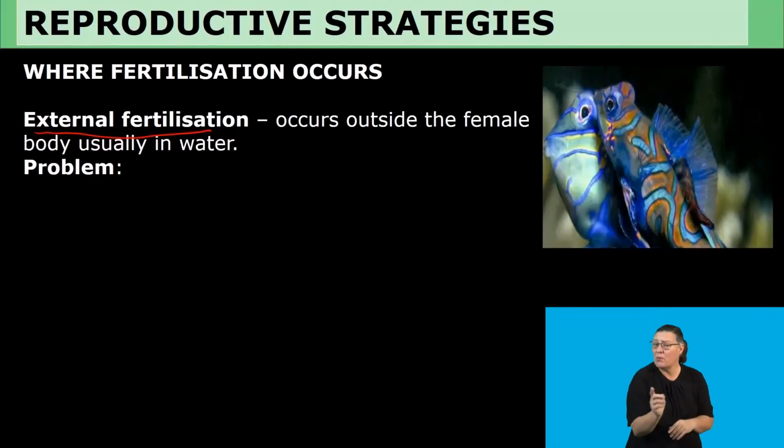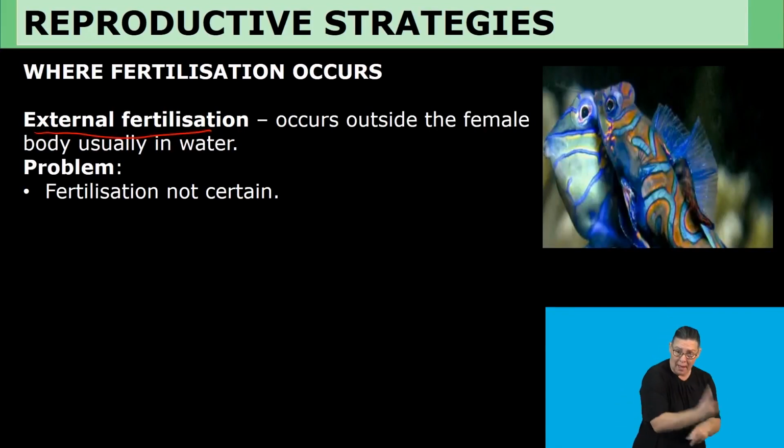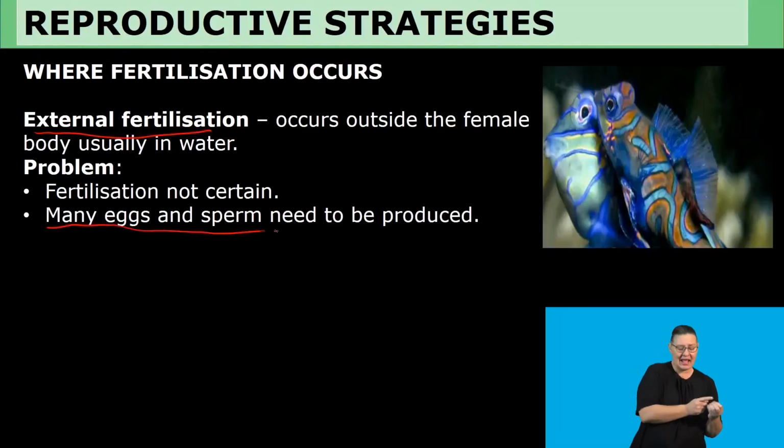But there is a problem. Who can guess what the problem is? Okay. One, fertilization is not certain. So if fertilization takes place outside, there is no confirmation beyond reasonable doubt that fertilization will occur. Another challenge is that many eggs and sperm cells need to be produced. There must be high numbers because we don't have certainty of fertilization.